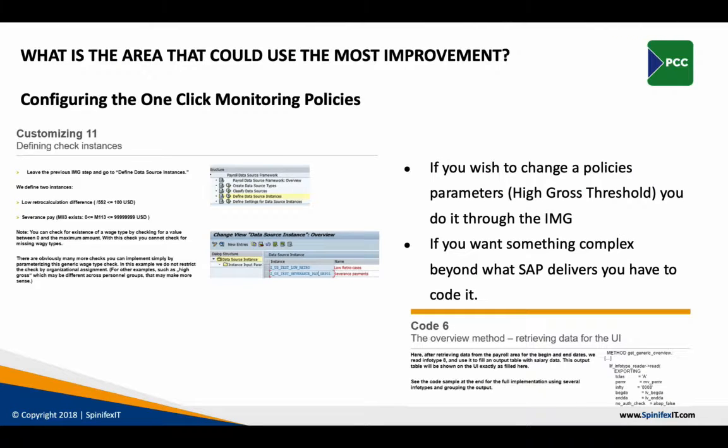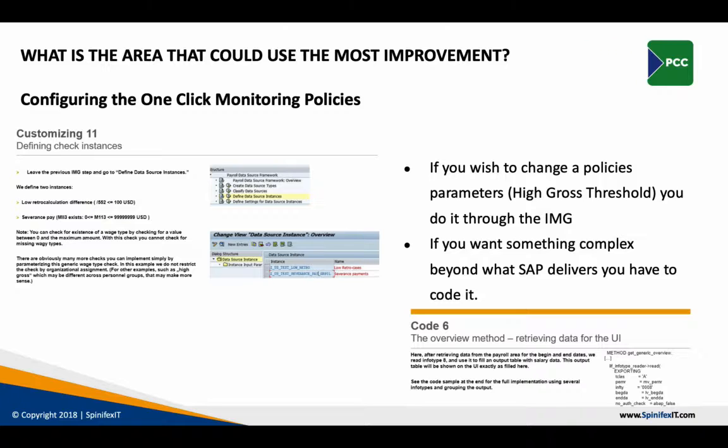Because that's one of the things that needs the most improvement. So if the one-click monitoring and the policies are the best part, configuring them is not, right? So if you want to change a threshold, SAP might deliver a policy that says net pay over $5,000. But for your company, that's not going to work. It's got to be $8,000. And not only that, you want something even more complex. We're like, hey, show me hourly people with net pay over this, and show me salaried people with net pay over that. If you want to make those types of changes, you're either doing a few things.